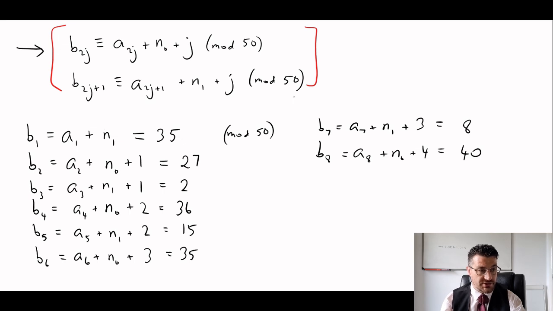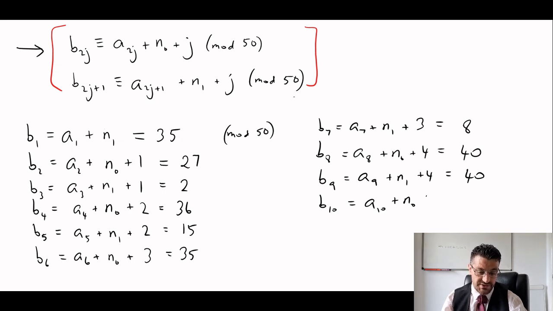So all I'm doing here is just recognizing that in the coded message, B1 is equal to 35, B2 is equal to 27, B3 is equal to 2, and so on and so forth. I'm just gradually working through. B9 is A9 plus n1 plus 4, which is 40. B10, like I say, this was the thing that actually took the most time of the 3, maybe 4 minutes that it took me to solve this particular problem. This is what took the most time.